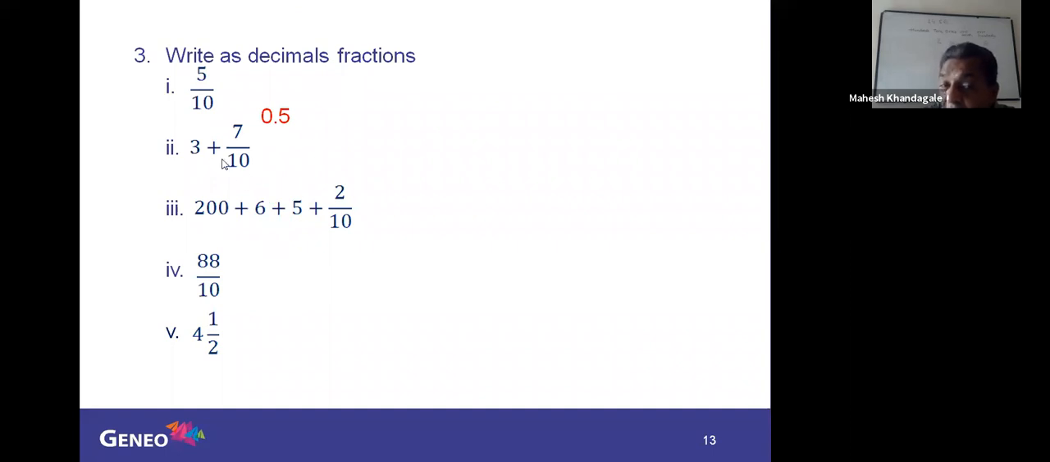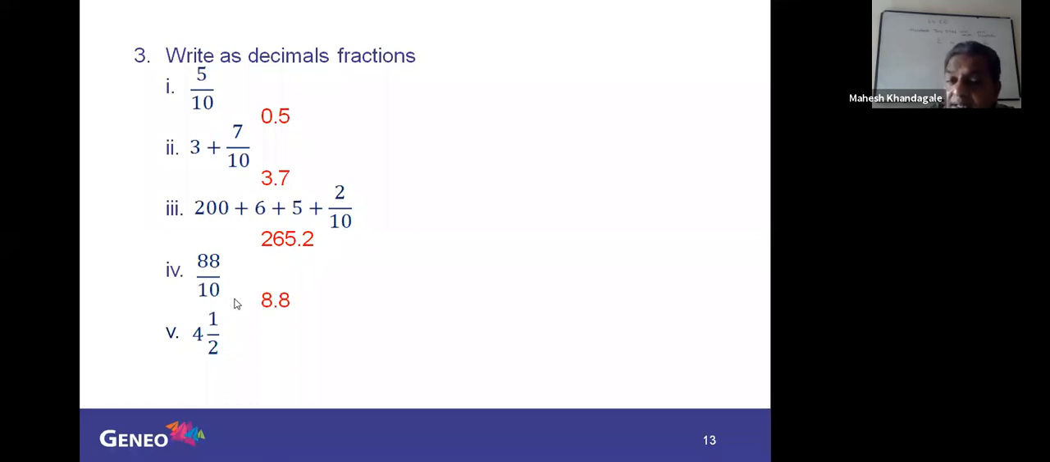Then 3 plus 7 upon 10. So what is 3? Units place. And it is 7 tenths. So 3 will come in the units place. After that we will put a decimal point and then 7. Okay. So this is 3.7. Then 200 plus, actually it should be 60, so 200 plus 60 plus 5. So this is 265 and 2 tenths means 0.2. So 265.2.